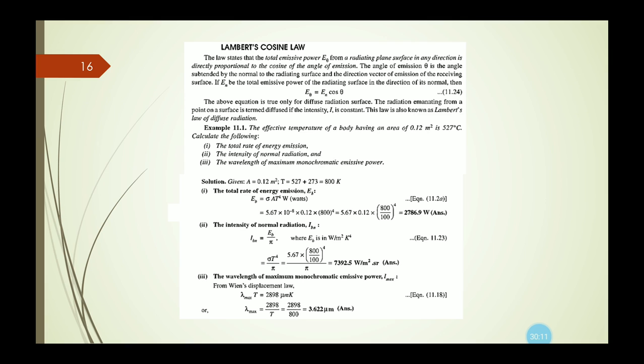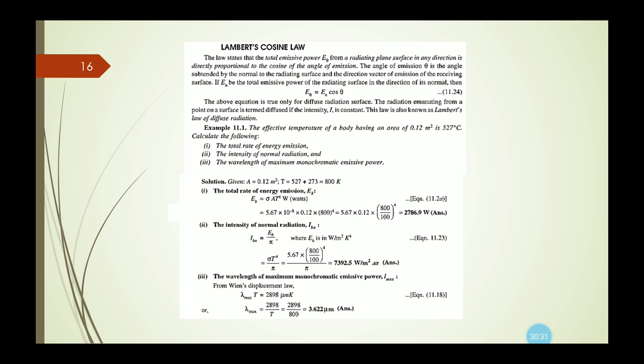So putting all the values here, we can calculate the intensity of normal radiation. This is 7392.5 watt per meter square, and as the unit is watt per meter square steradian, that's why the area has been considered as 1.